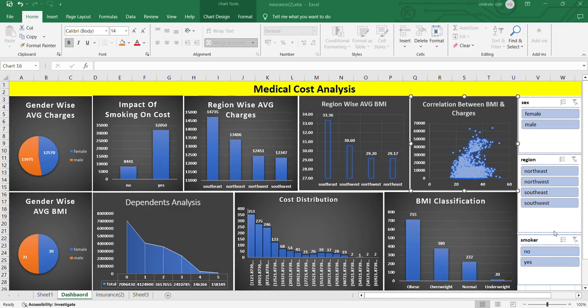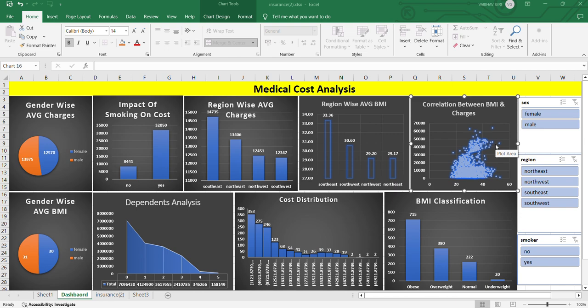Finally, we come to the key takeaways from this dashboard or analysis. Smoking has the biggest impact on medical cost. Smokers pay almost four times more than non-smokers. Second, males have slightly higher medical cost and BMI compared to females. Third, the Southeast region has the highest medical expenses and obesity rates. Fourth, there is no strong correlation between BMI and medical cost, meaning other factors influence the expenses, as we saw in the scatter plot. And the last one, dependents do not increase the medical cost as expected.